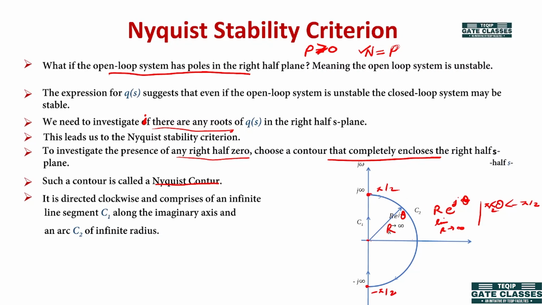Okay, so this is the equation for the semicircle R e^(jθ), where R tends to infinity. That means we are considering the whole right half of the S plane of infinite radius, and the angle theta varies between plus pi/2 to minus pi/2.